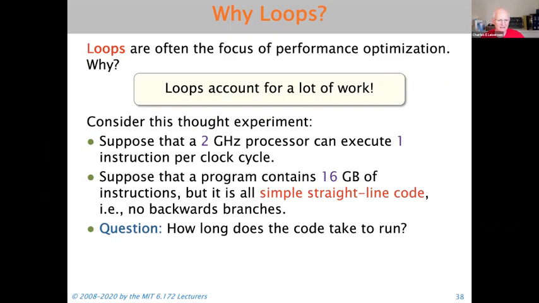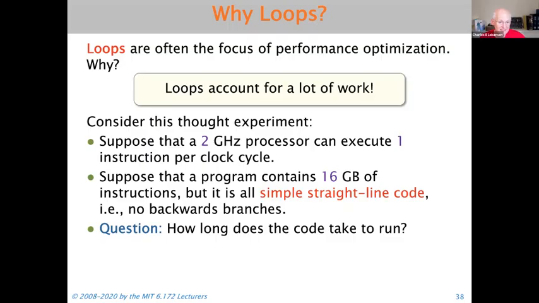So let's consider this idea. Suppose that you have a 2 gigahertz processor that can execute 1 instruction per clock cycle. And suppose you have a program that contains 16 gigabytes of instructions, but is all simple straight line code. In other words, no backward branches, which is what you need to implement a loop. 16 gigabytes is what you might find on a laptop, for example. But there are no backwards branches, no recursive function calls that'll take you to somewhere earlier in the code. How long does this code take to run?